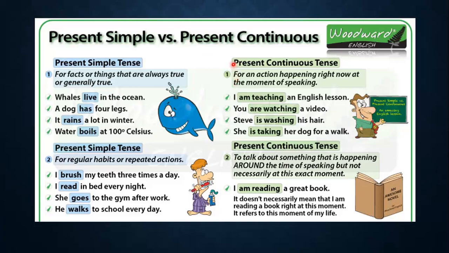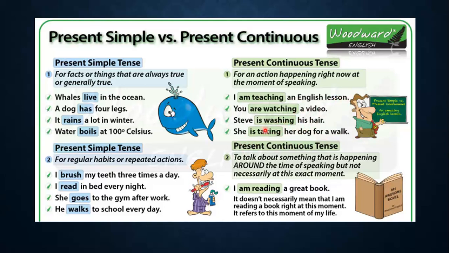Let's move to this, that is present continuous tense. We are going to see, first of all, vamos a ver primero para qué sirven y después las diferencias entre uno y otro. That we are going to talk about at the end of the other slide. For an action happening right now at the moment of speaking, se utiliza el present continuous tense para una acción que está sucediendo en ese momento en el que se está hablando. For example, I'm teaching an English lesson. You're watching a video. Steve is washing his hair. She's taking her dog for a walk.